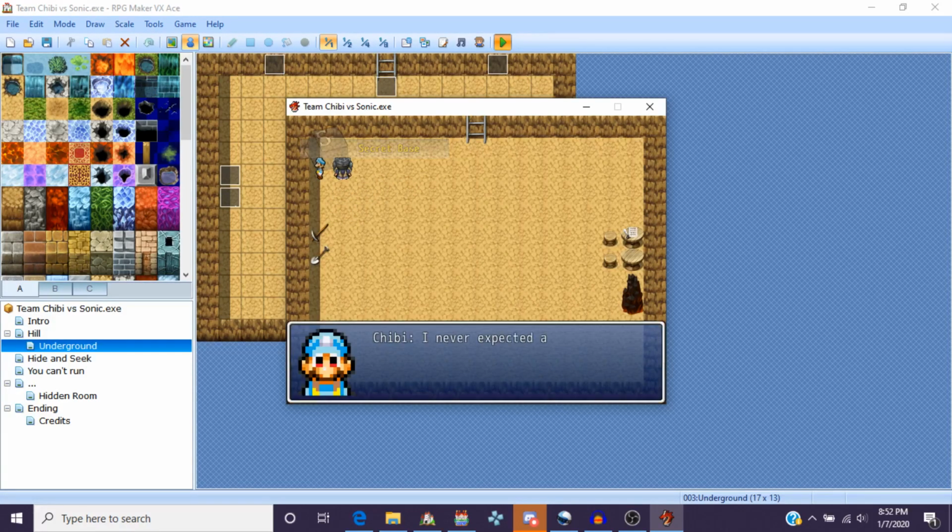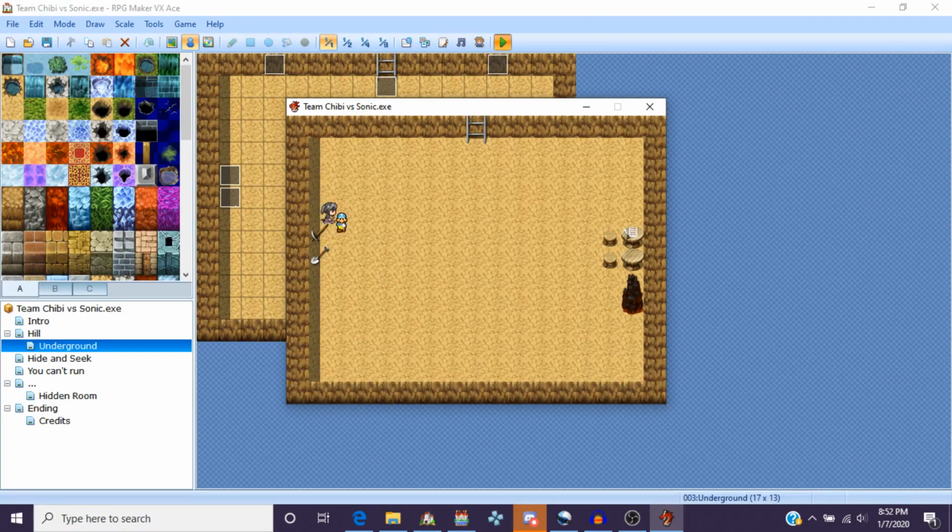Secret base. Oh my god. Nobody ever found this dialogue, okay? I never expected a base was in one of these holes. You're telling me. This is unexpected. Why is this even here?